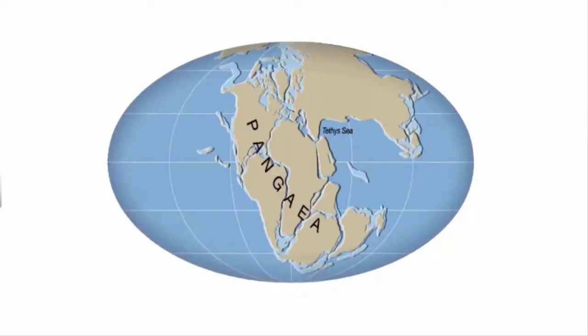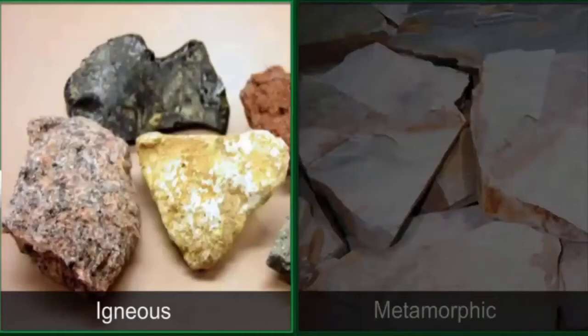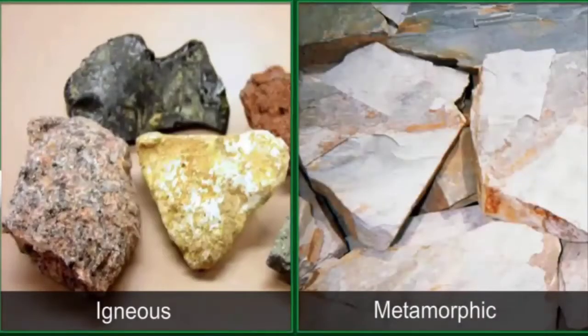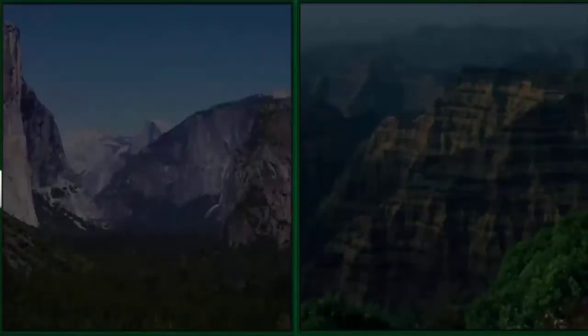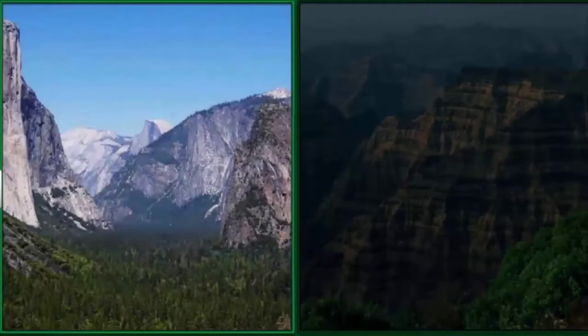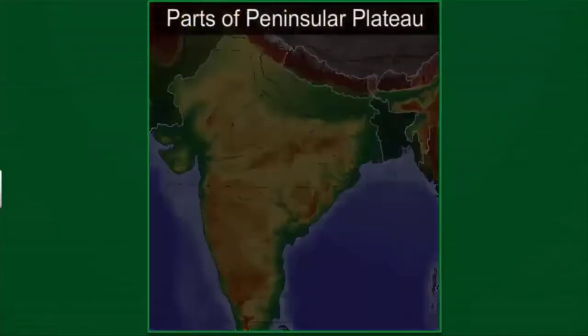This is also evident in the composition of the plateau. It is composed of old crystalline, igneous and metamorphic rocks. What kind of relief would you find on a tableland? The Peninsular Plateau consists of both broad and shallow valleys and rounded hills. Based on the relief, the Peninsular Plateau has two broad divisions: the Central Highlands and the Deccan Plateau.